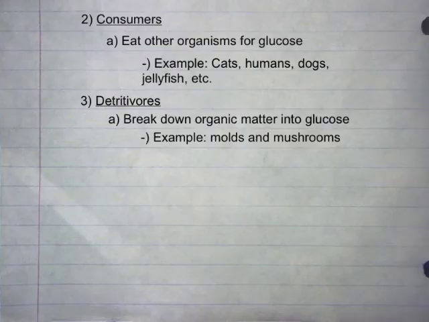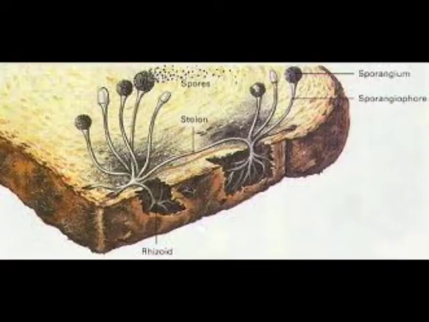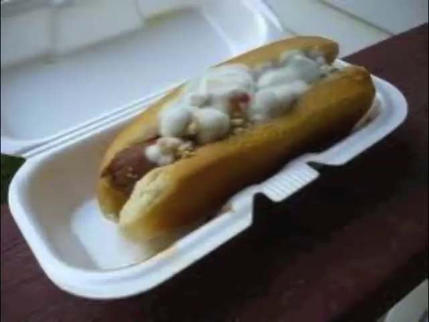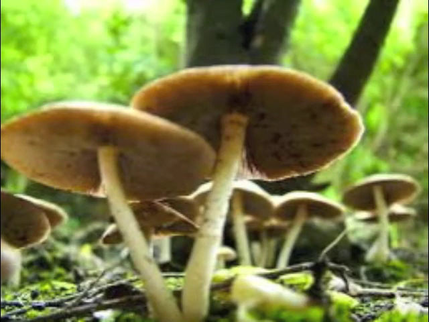Detritivores break down organic matter into glucose. Example: molds and mushrooms. Notice here, instead of eating, molds and funguses break down matter into parts and steal the glucose and absorb it that way. This is different from other organisms where they have to actively consume. This is more of an absorption.